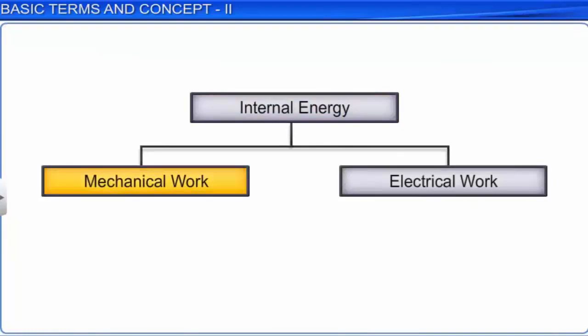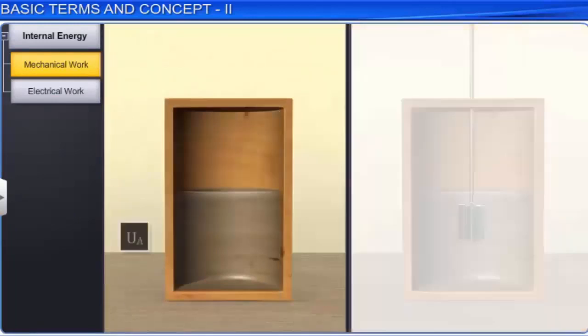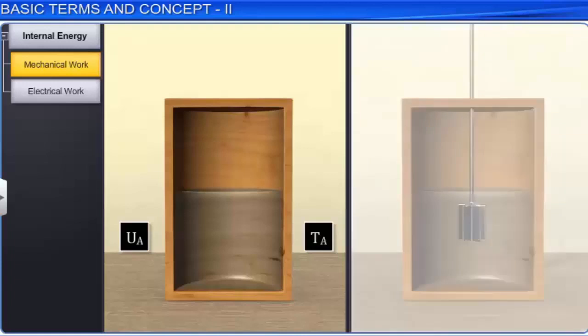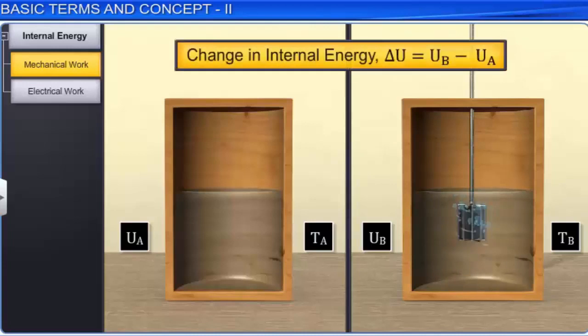In the first method, internal energy can be increased by doing some mechanical work, for example, by churning the water. Let UA be the initial internal energy of the system at temperature TA. After churning, internal energy changes to UB as temperature increases to TB. Thus, the change in internal energy is given by delta U equals UB minus UA.